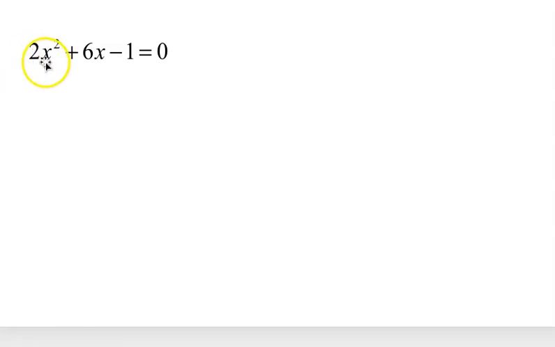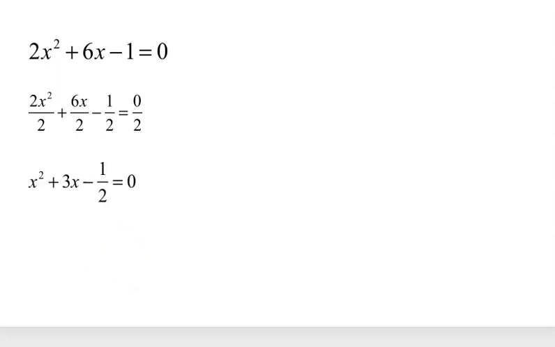So the leading coefficient, the coefficient on the x squared term, is 2. I can't work with that. We have to eliminate that coefficient. We will do that by dividing everything by that 2. So 2x squared divided by 2, 6x divided by 2, minus 1 divided by 2 equals 0 divided by 2. This will force the leading coefficient to be 1. However, you will also notice that it often gives us fractions, which makes things a little bit more challenging.